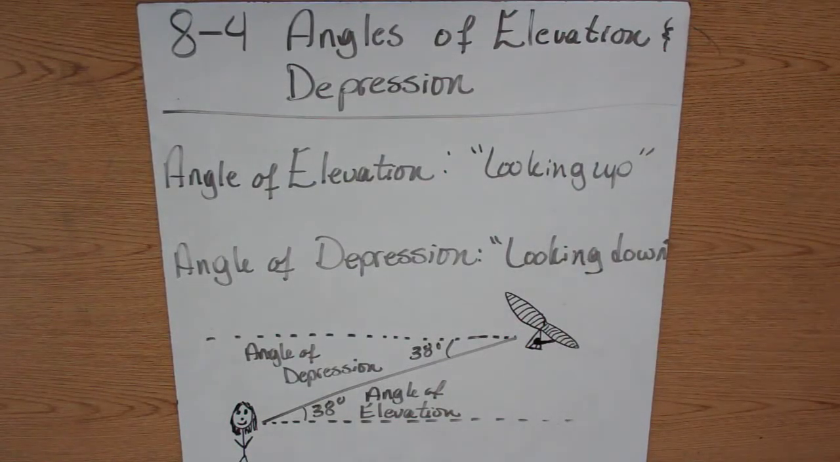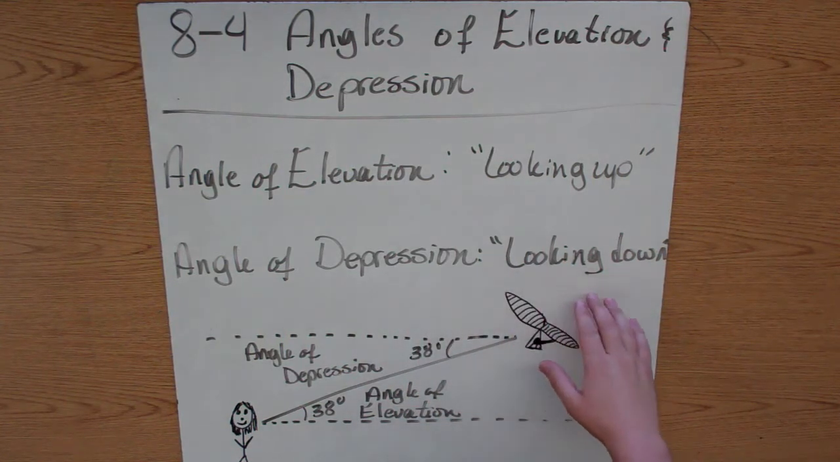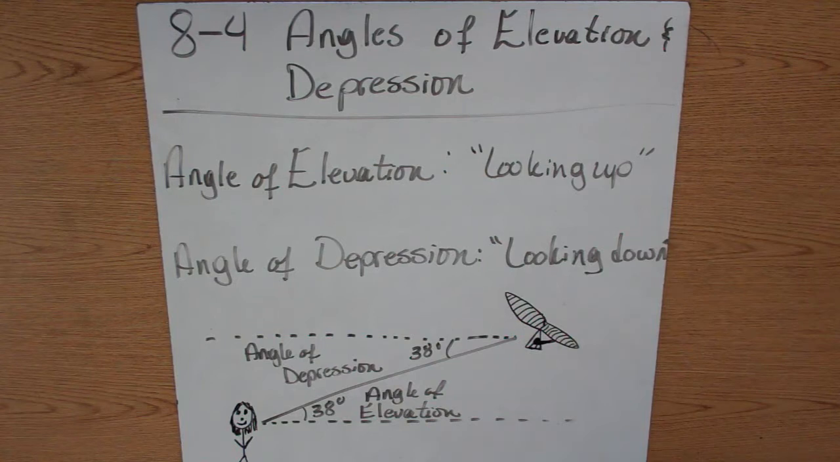Alright, in this video we're going to go over 8-4, angles of elevation and depression. Now an angle of elevation is simply you're looking up at something. If you're looking up, your eyes are elevated, so that's an angle of elevation. Angle of depression, you're looking down. So if you're looking down at something, that's an angle of depression.